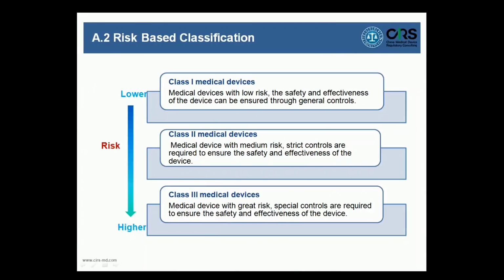According to CFDA regulations, medical devices managed in China are classified into 3 classes in terms of the risk level, to ensure their safety and effectiveness. Class 1 medical devices are devices with low risk. The safety and effectiveness of the device can be ensured through general control. Class 2 medical devices are devices with a medium risk. Then strict controls are required to ensure the safety and effectiveness of the device.